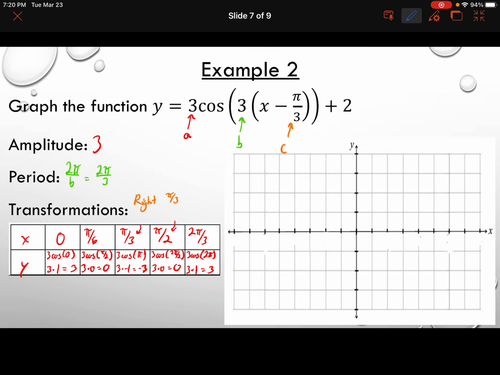And then we also have this plus 2. That's our d value. And since that's being added to the entire equation, not just to x, that's going to move up and down. So that's just going to move up 2. So to each of our x values, we're going to add pi over 3, because since it's moving to the right, that means the x is going in the positive direction. So let's construct a new table here.